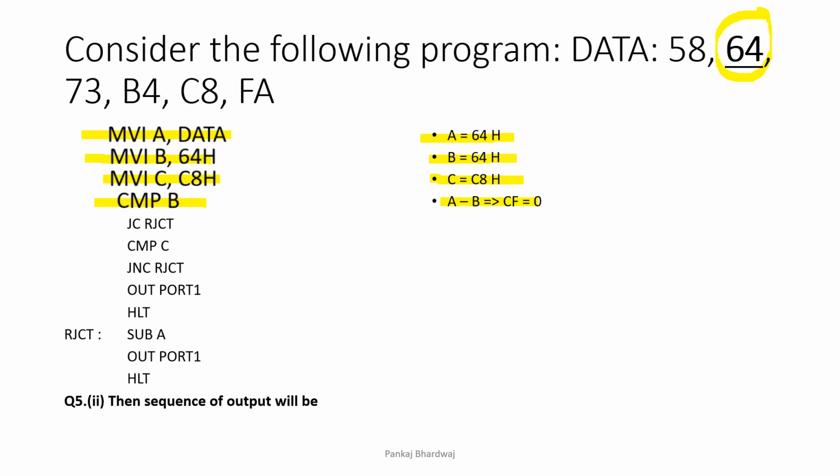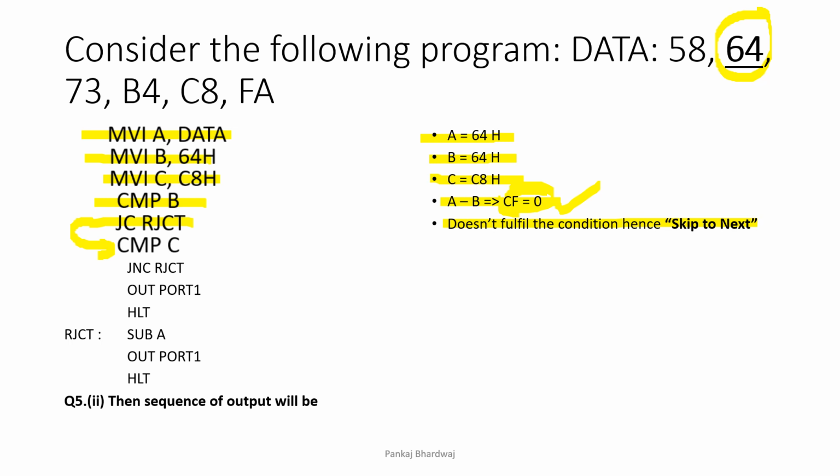So A minus B, that is 64 minus 64, equals 0. So carry flag is reset. Jump on carry does not execute. Why? Because CF equals 0, so it does not execute. So it skips to the next condition. Now we compare it with C. Now when A is compared with C, then 64 is compared with C8.